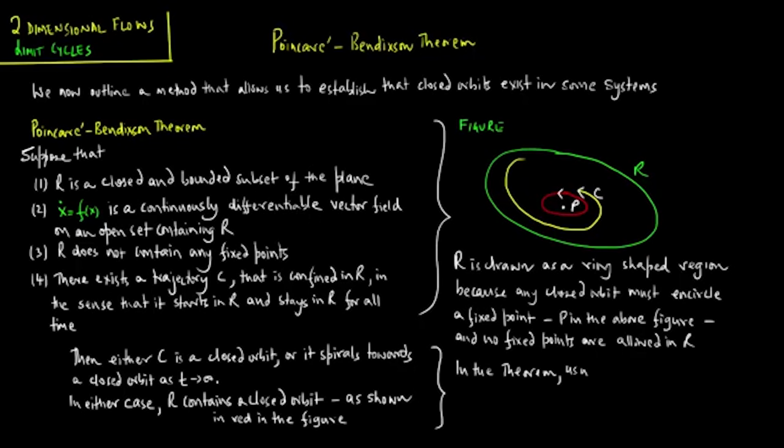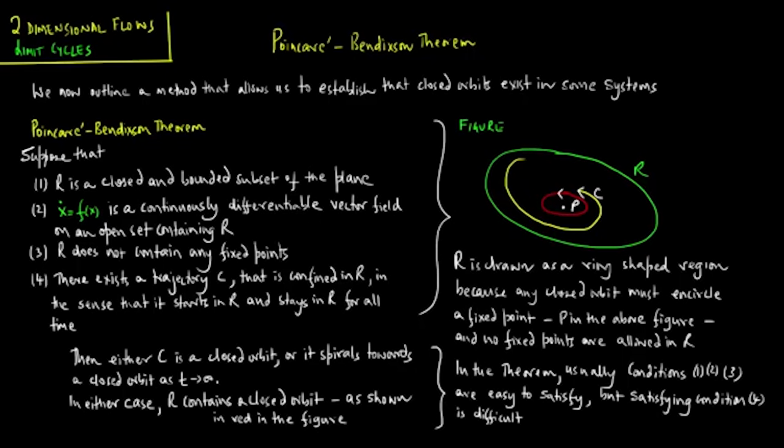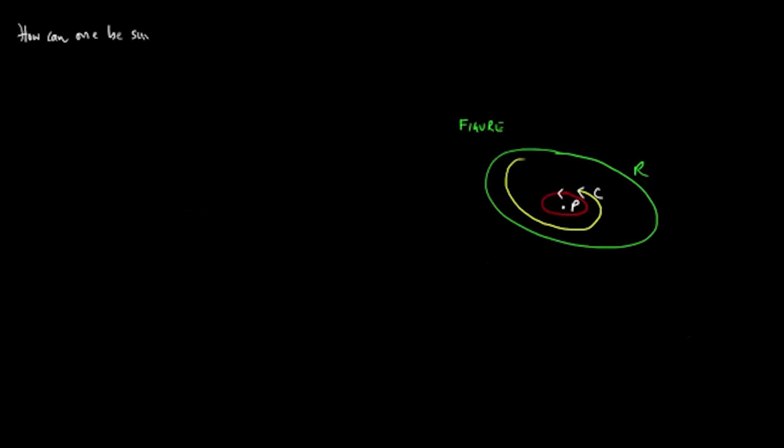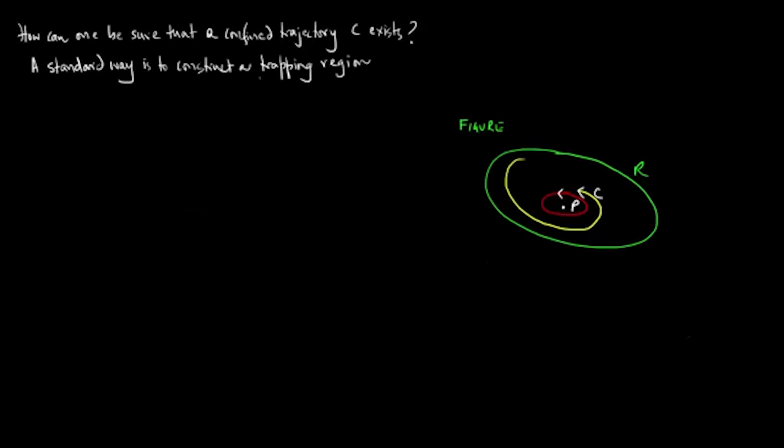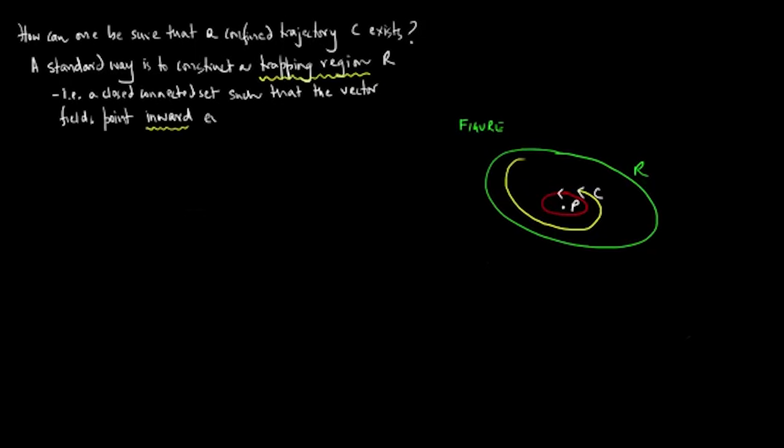In the theorem, usually conditions 1, 2 and 3 are relatively easy to satisfy, but condition 4 is actually difficult to satisfy. So how can one really be sure that a closed trajectory C actually exists? A standard way is to construct a trapping region R, i.e. a closed connected set such that the vector fields point inward everywhere on the boundary of R.